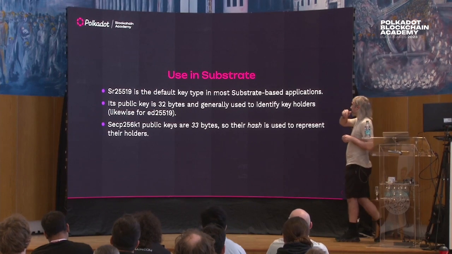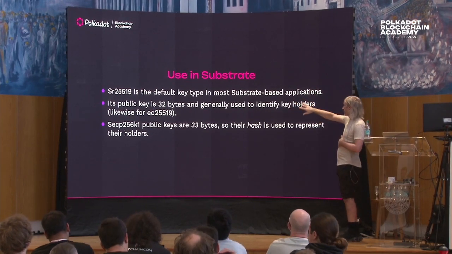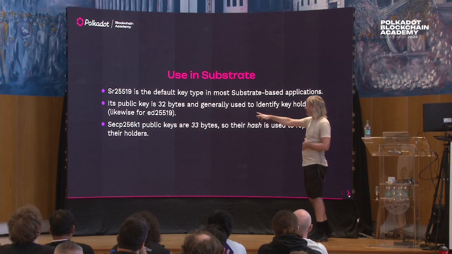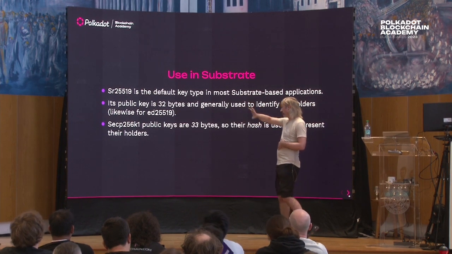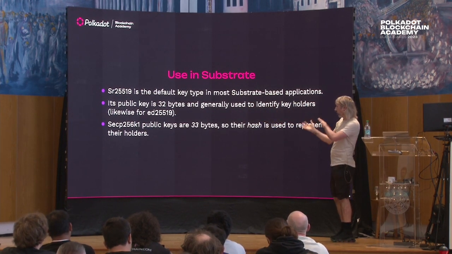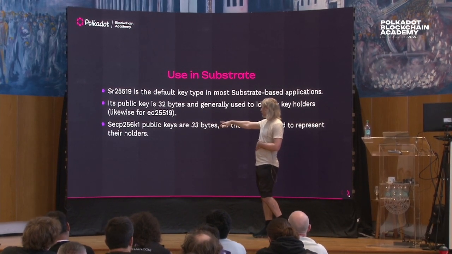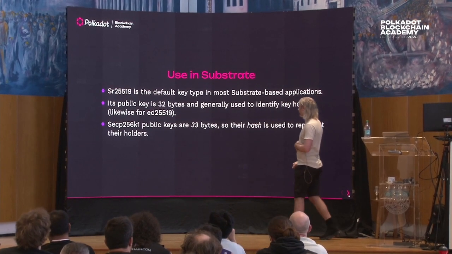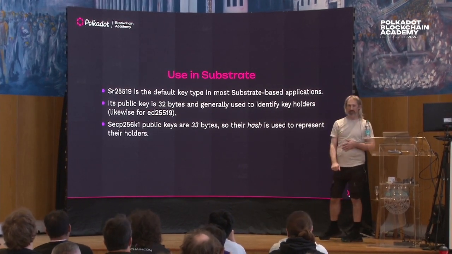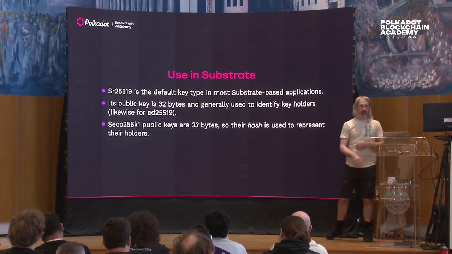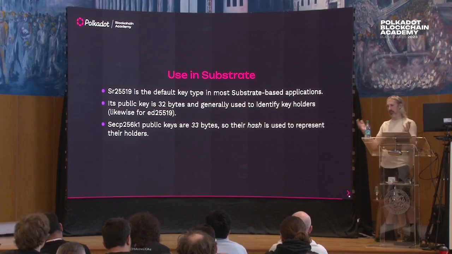Here we go. Sr25519 is the default key type. The public key is 32 bytes, much like Ed25519, used to identify key holders, like account IDs are these 32 bytes. We also allow secp256k1, the ECDSA, this older type of signing cryptography. But annoyingly, the public keys are 33 bytes, and again not necessarily with well-distributed entropy. So we hash them when we use them to represent an account ID. We get a 32-byte account ID from it.